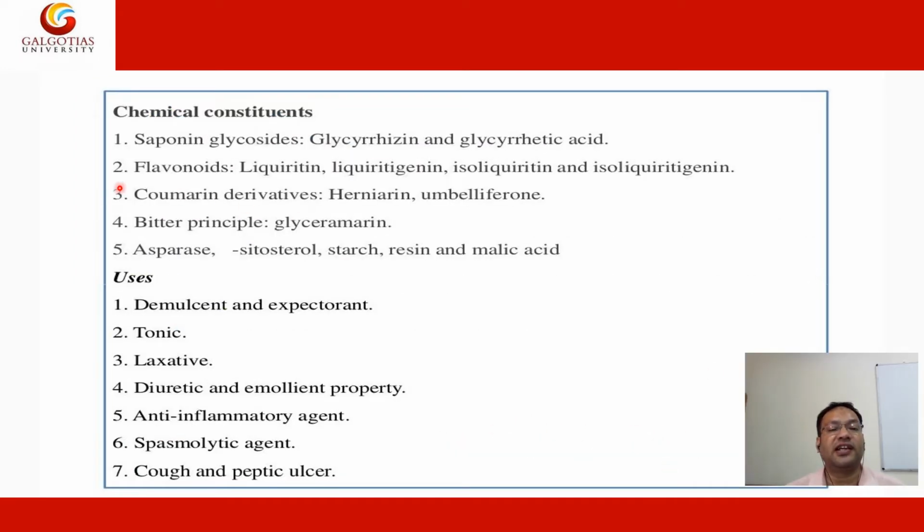Chemical constituents: it contains saponin glycosides, that is glycyrrhizin and glycyrrhetic acid; flavonoids like liquiritin, liquiritigenin, isoliquiritin and isoliquiritigenin; coumarin derivatives like herniarin and umbelliferone; bitter principles like glycymarin; asparagine, beta-sitosterol, starch, resin and malic acid. Uses: demulcent and expectorant, tonic, laxative, diuretic and emollient properties; anti-inflammatory agent, spasmolytic agent, used in cough and peptic ulcer.